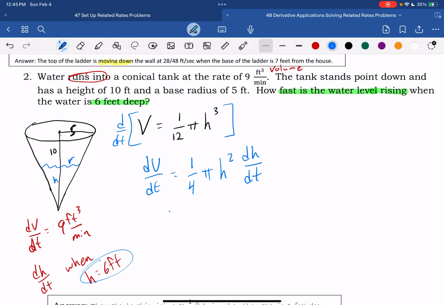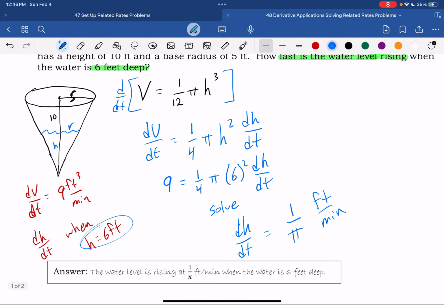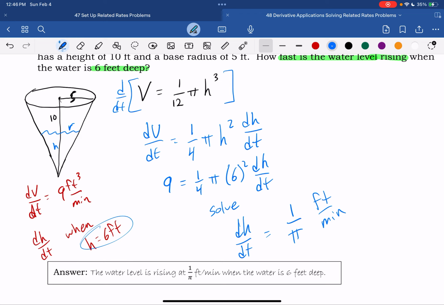So we can go ahead and plug in and say that 9 is equal to 1/4 pi times 6 squared dh/dt, and we can solve for that, right? So from here, it's all algebra, and we get that dh/dt, the rate at which our water depth is changing, is equal to 1/pi feet per minute. And so we interpret that as the water level is rising, because our rate was positive, at a rate of 1/pi feet per minute when the water is 6 feet deep.